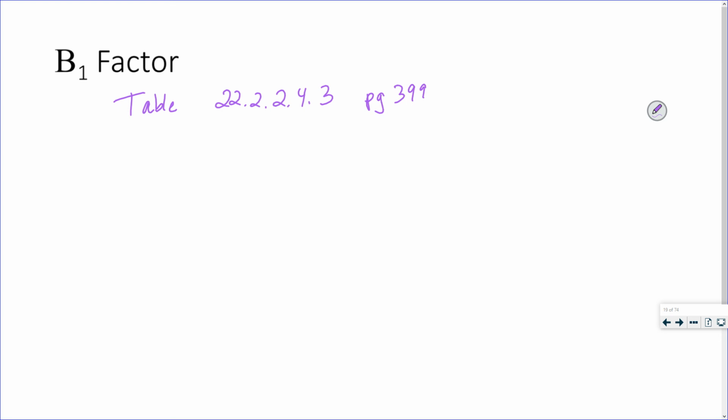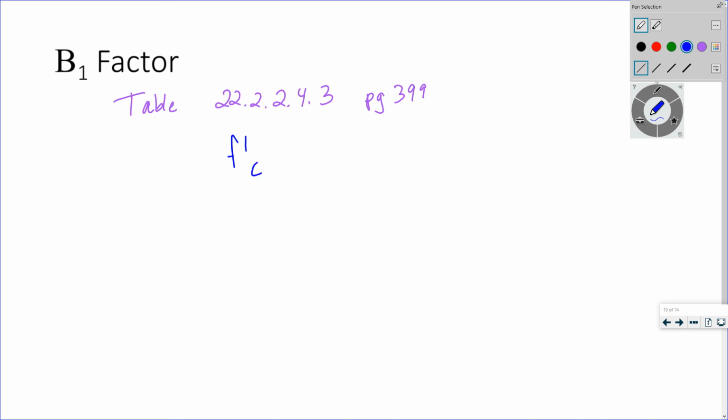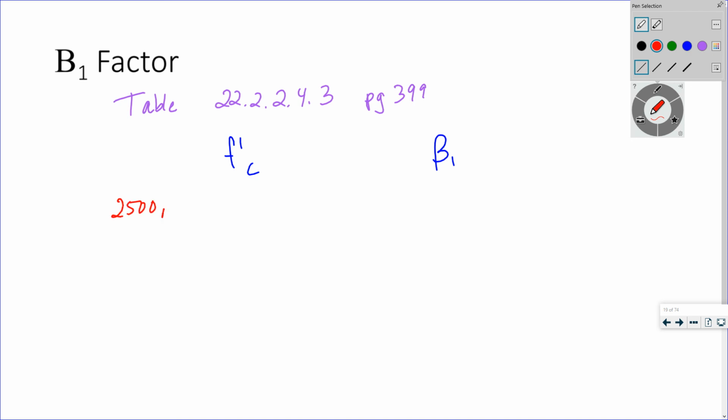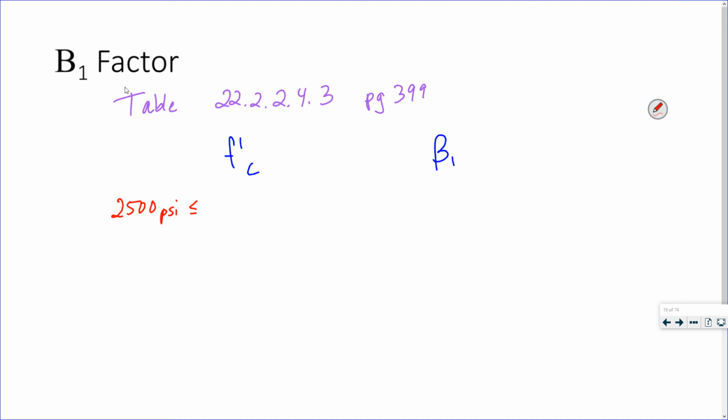And our beta 1 factor is based off of the compressive strength of our concrete, F prime C. For an F prime C between 2,500 PSI and 4,000 PSI, our beta 1 factor is 0.85, and that is generally the land where we live. 4,000 PSI, 3,000, 3,500.